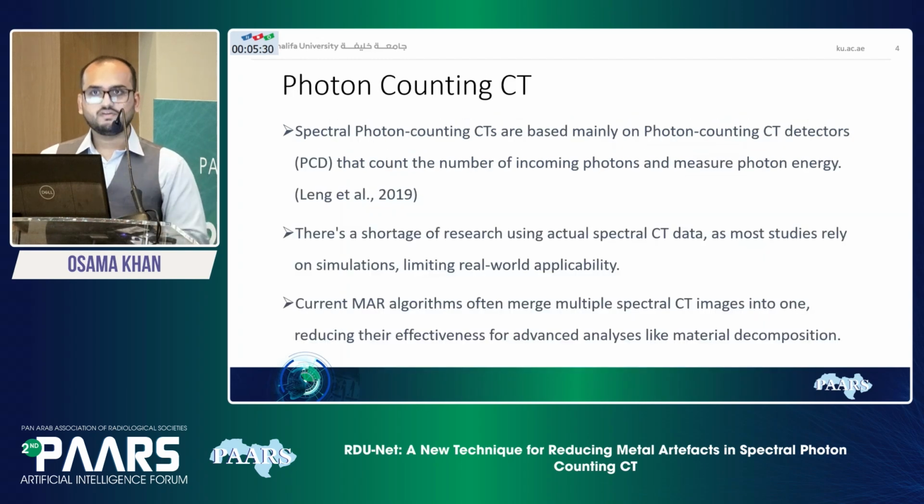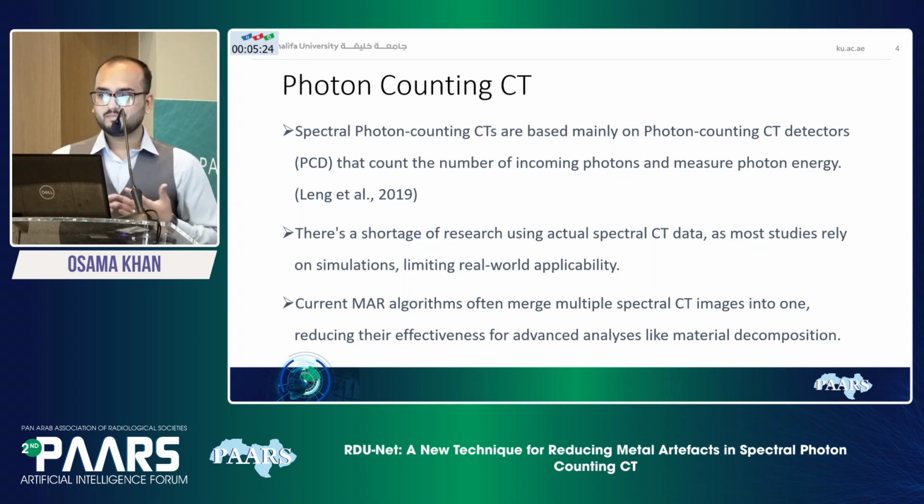However, we're not using a simple or conventional CT. We are using a photon counting or spectral CT. The best part about spectral CT is that it gives us a lot more information. It gives us the information for 5 different energy bins at a time. And that's very good for us, especially when we are moving on to further analysis like material decomposition and stuff like that.